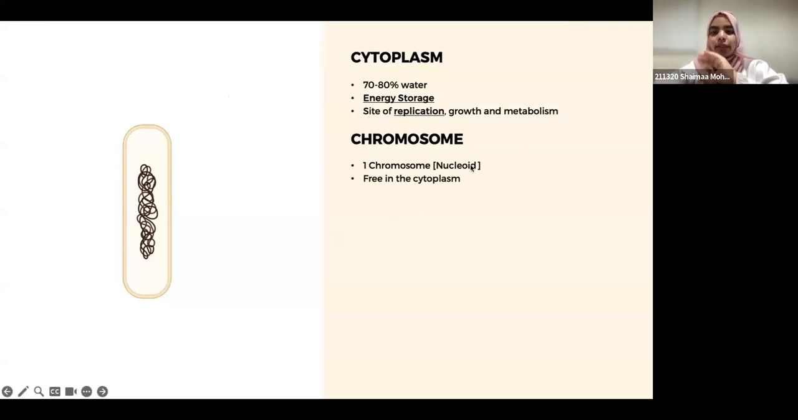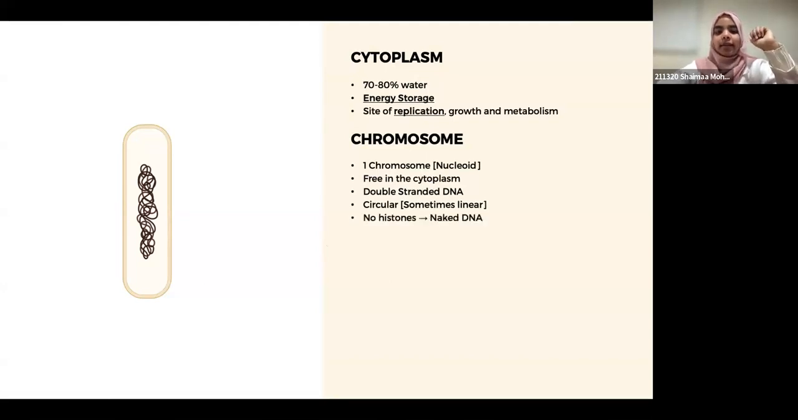Instead, it's a nucleoid. So it's like a nucleus, but it's not a nucleus because it's not bound by a membrane. It lies freely in the cytoplasm, and it's a double-stranded DNA, like most DNA. Most of the time it's circular, but sometimes it can be linear. So if you were asked, mostly it's circular. Our DNA has histones, which are proteins that the DNA wraps around. The DNA in a bacteria does not have histones, and therefore they call it naked DNA. So that is about the chromosome.